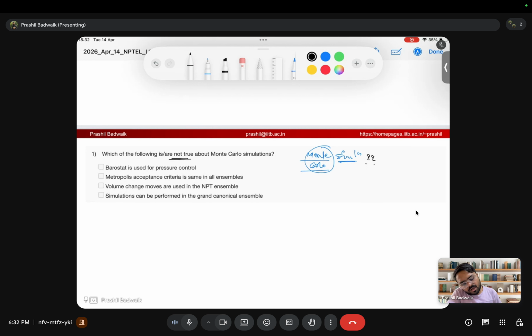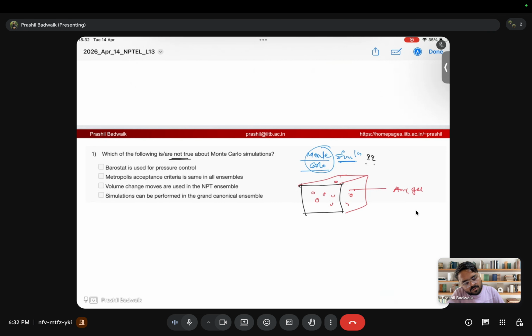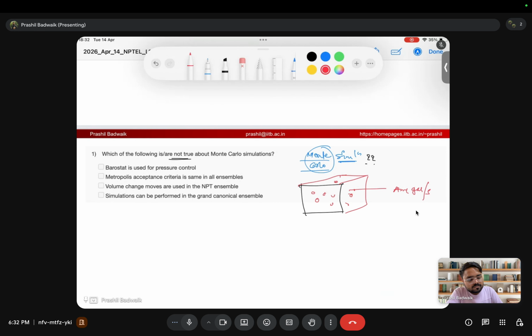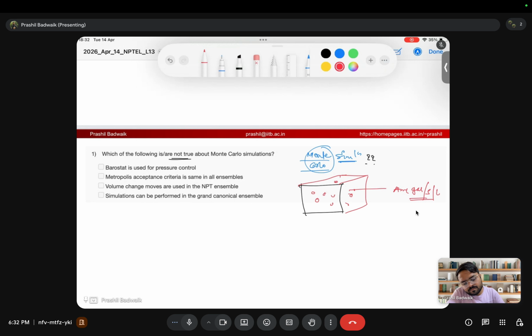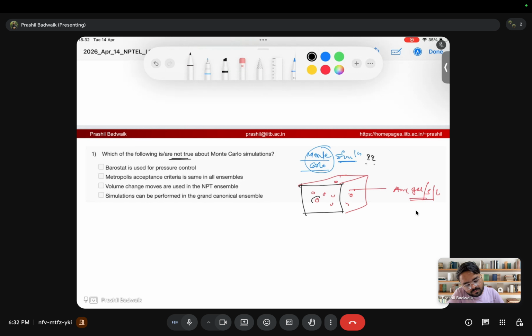So what is Monte Carlo simulation? We have a system. For example, I have a box. In this box I have some molecules, and these molecules could be in any state: gas, liquid or solid. What I do is take one particle and move that particle.